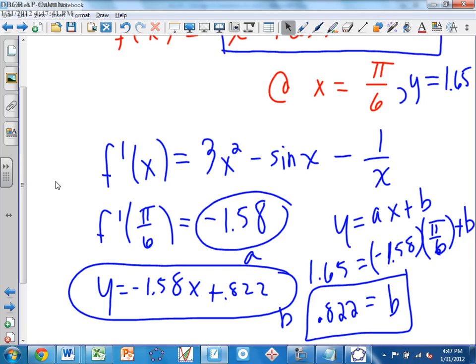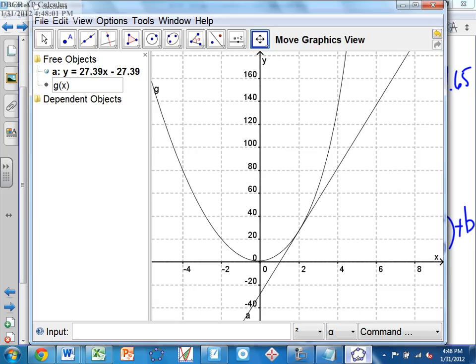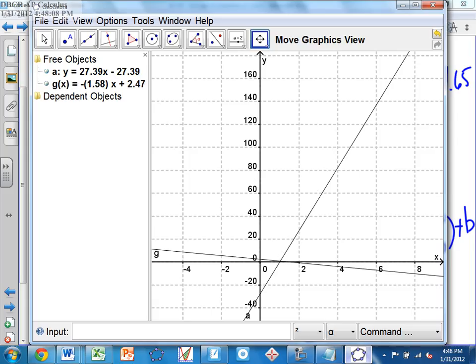2.47. That's all right. So correct that, please. It's 2.47. But again, you need to check this, guys. That's why I asked you all to check each other. So, 2.47. So the line is y equals negative 1.58x plus 2.47. That's my line. And we can see clearly already, it's a negative slope. So this is the line right here.